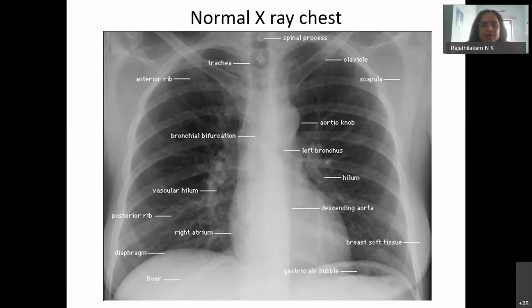9th slide. This is a spinous process. This is the trachea. The trachea can be traced to the left and right bronchi. You can see the carina here. The usual carinal angle is 60 to 100 degrees.